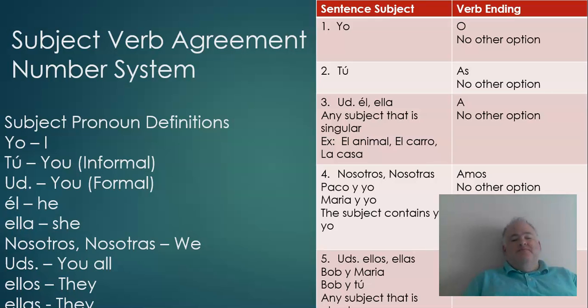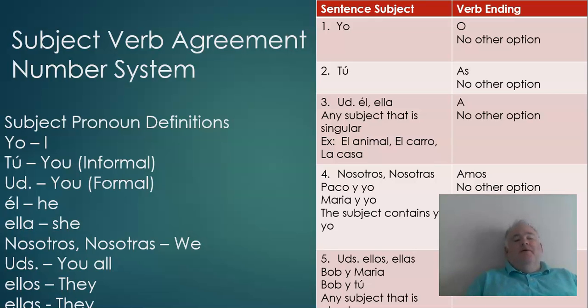No other option. And finally, verb form number 5. Ustedes, you all, A-N. Ellos and ellas, A-N. Anytime the subject is plural, no matter what it might be. If it's Earl and the girl, two or more people, the subject is plural, your ending is A-N. Bob and Maria, two people, your verb ending is A-N. Bob and you, two people, your verb ending is A-N.